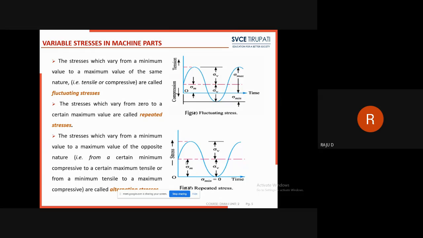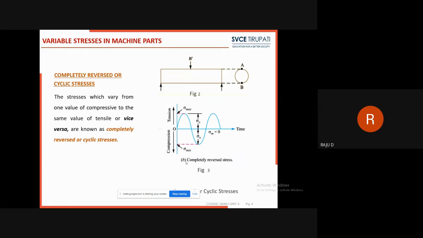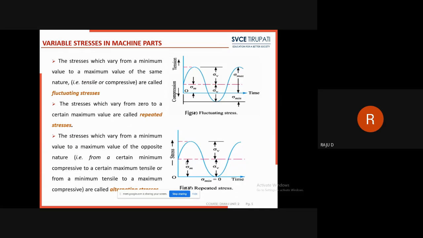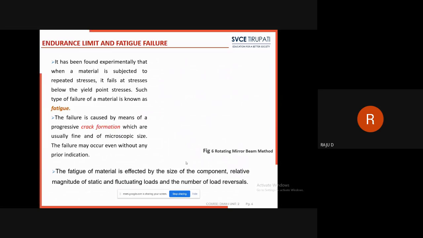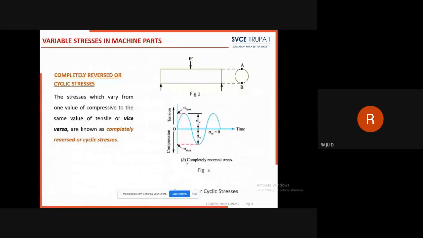Just understand: the first one is completely reversed or cyclic stresses. Second one is fluctuating stresses. Third one is repeated stresses, and next one is alternating stresses. Sometimes they will ask multiple choice questions in GATE also. So at that time it is very useful, we can give the answer.